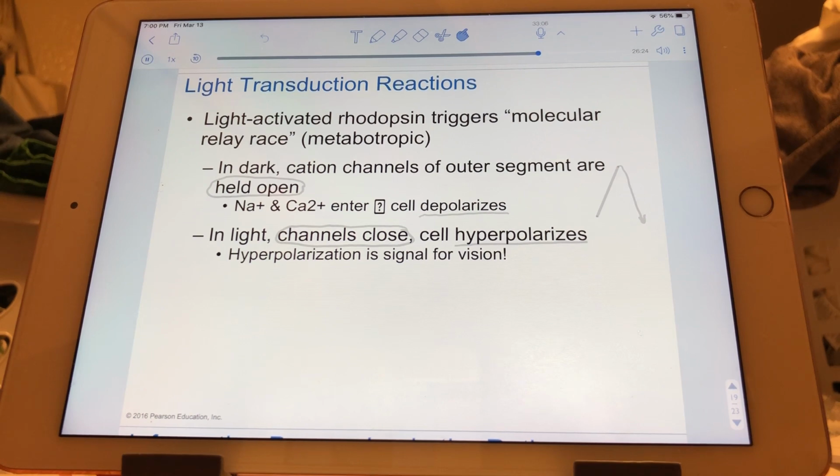In the dark, when we're not exposed to light, and those photopigments are whole, they are complete, they are formed, we hold ion channels, specifically sodium and calcium ion channels, that are in the membrane of the outer segment of a photoreceptor open, okay? And therefore, in the dark, a photoreceptor is in a depolarized state, okay?